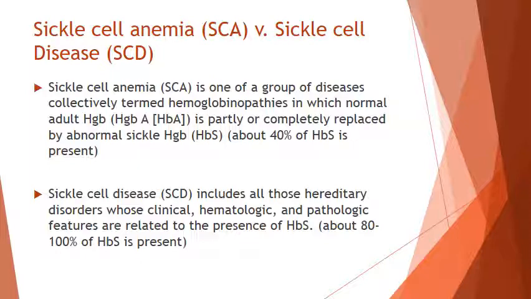In sickle cell disease, this includes all those hereditary disorders whose clinical, hematologic, and pathologic features are related to the presence of that hemoglobin S. Additionally, in someone with sickle cell disease, about 80 to 100% of their hemoglobins are hemoglobin S. So their disease process is quite severe as compared to the anemia, which is only 40% hemoglobin S.